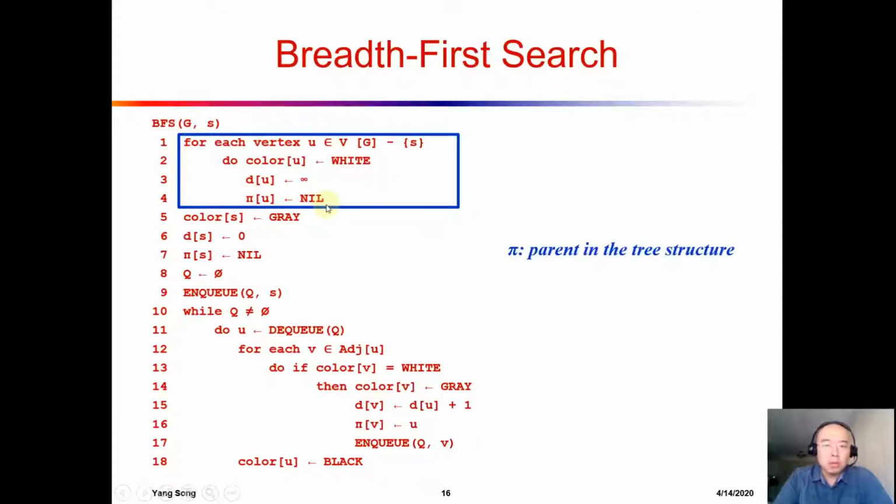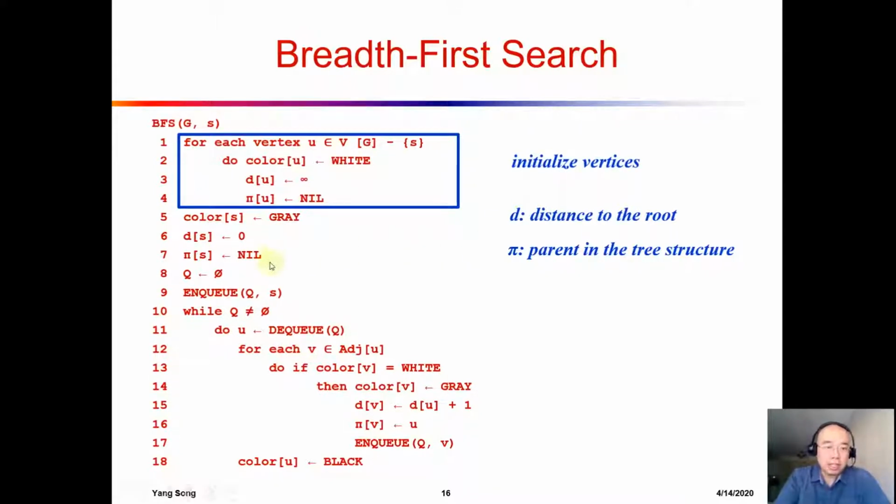So what do they mean? For the pi, it means the parent in the tree structure. For each of the nodes, as long as it is not a root, it should have a parent, right? And for the d, it is the distance to the root. So if the current node itself is the root, then the distance to the root is 0, or if the current node is a direct child of the root, then the distance should be 1. Okay, so for this iteration, we just initialize the vertices.